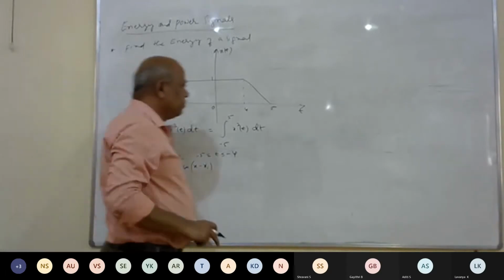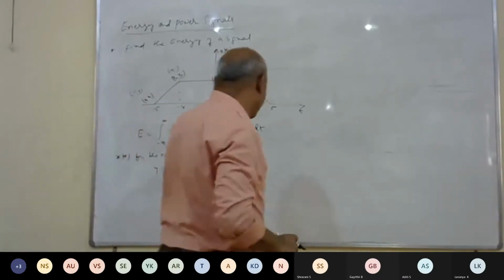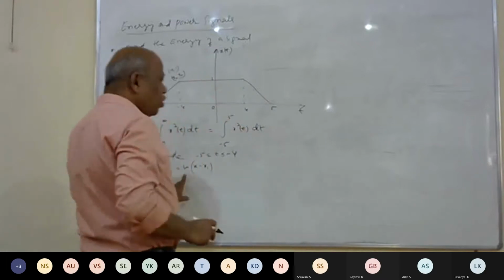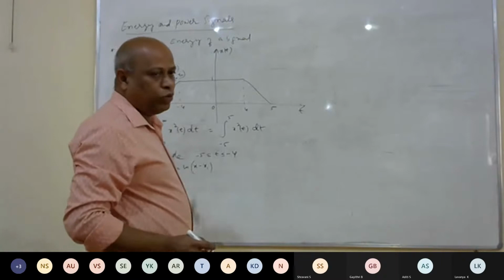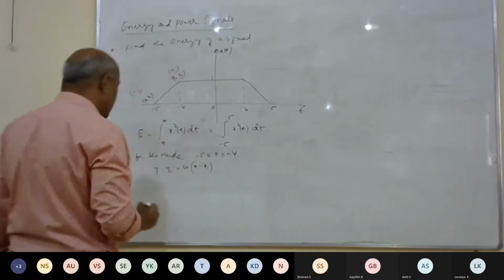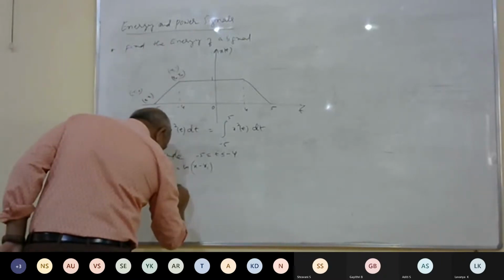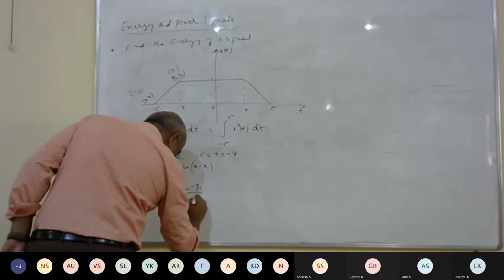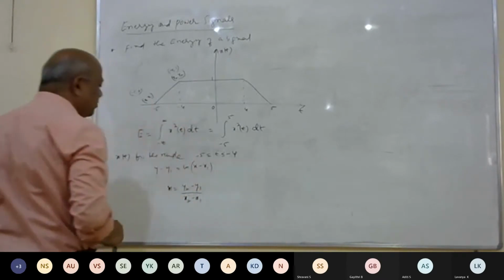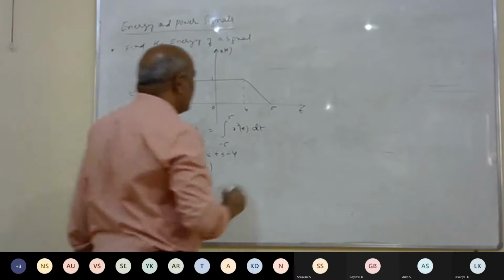X is the time, that is the x-axis, that is t. M is the slope of that line. Slope of that line is given by y2 minus y1 divided by x2 minus x1. That is, m is equal to y2 minus y1 divided by x2 minus x1.